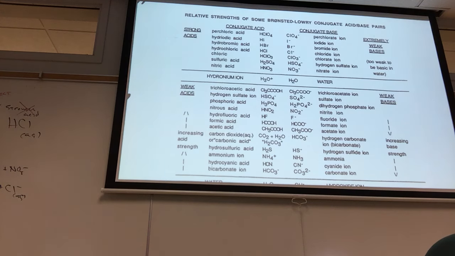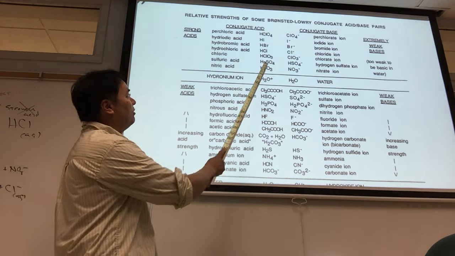You know, one mole of HNO3 or one mole of HCl? Which one generates more hydronium? They generate the exact same amount of hydronium, for the most part. Therefore, they're equal. There's a tie. And so this ranking is based on like gas phase, you know, how easy is it to pluck.